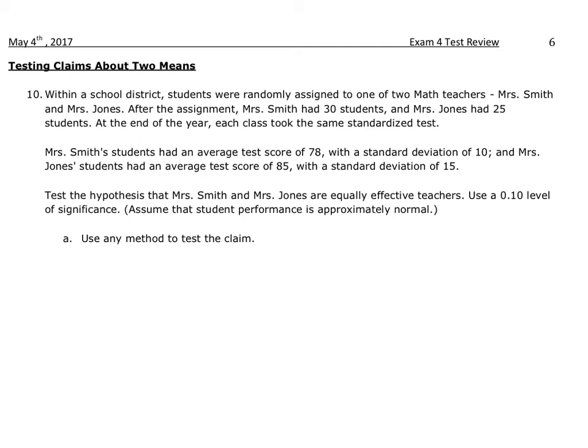Miss Smith's students had an average score of 78 with a standard deviation of 10. Miss Jones' students had an average score of 85 with a standard deviation of 15. Test the hypothesis that Miss Smith and Miss Jones are equally effective teachers using a 10% level of significance. Assume the student population performance is approximately normal. That's important because without that, I can't do this problem.